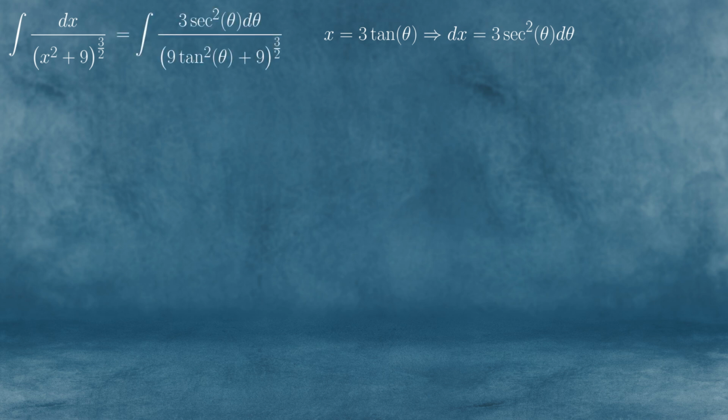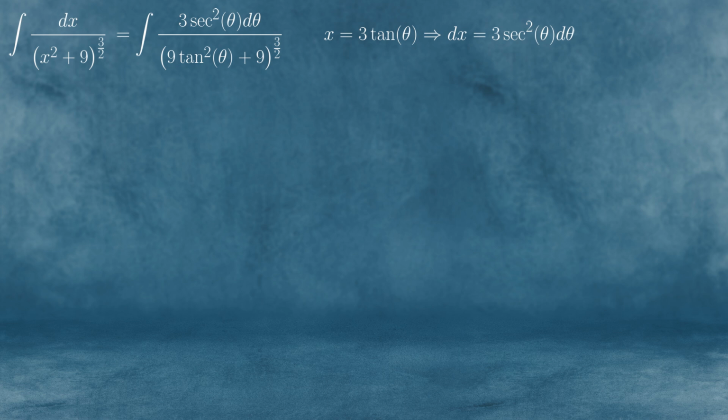Now, let us consider the integral of dx over x squared plus 9 to the power of 3 halves. If we do the substitution x equal 3 times tangent of theta, then dx will be equal to 3 times secant square of theta d theta. And by applying such a substitution, we get the integral of 3 secant square of theta d theta divided by 9 times tangent square of theta plus 9 to the power of 3 halves.